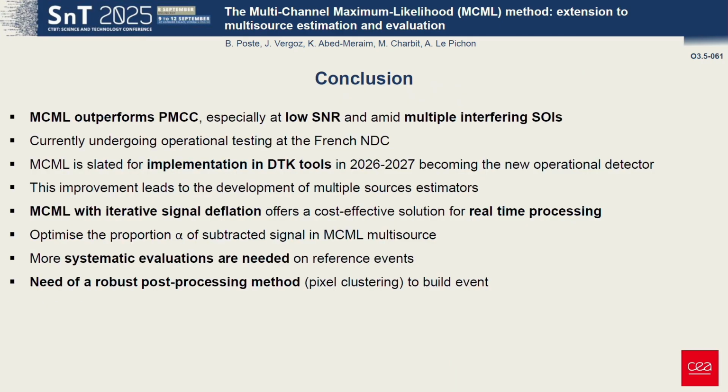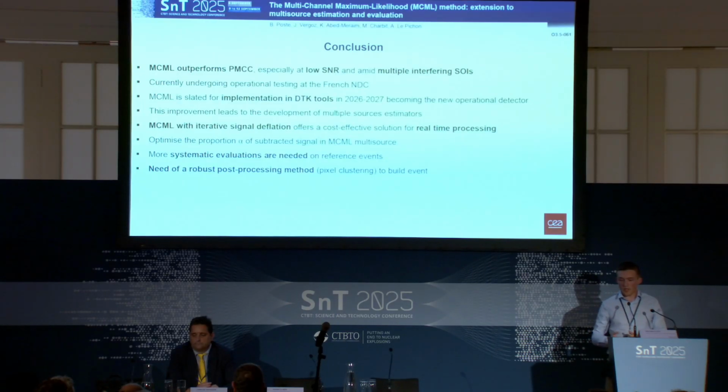So in conclusion, MCML outperforms PMCC, especially at low SNR and when there are multiple interfering signals of interest. It is currently undergoing tests at the French NDC and will be implemented in the DTK tools soon, and in 1 or 2 years, becoming the new operational detectors. This improvement leads to the development of multi-source estimators, and the MCML with iterative signal deflation offers a cost-effective solution.